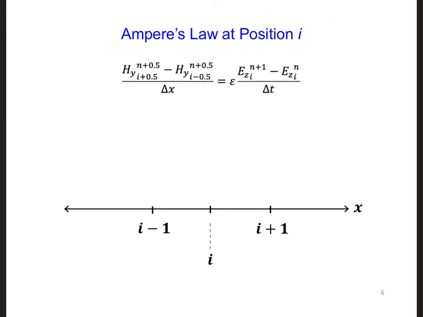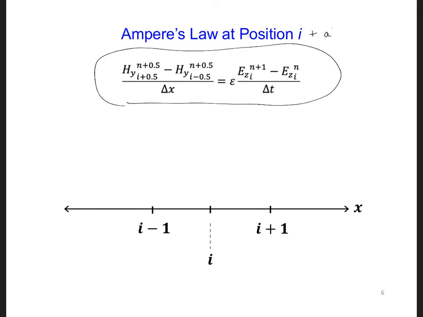Putting all this together, Ampere's law now looks like this. And I could probably add here, at time step n plus 0.5. So we've finished discretizing the 1D form of Ampere's law that includes a second order accurate algorithm for evaluating the partial derivatives. Before we go any further, let's draw out in more detail the discretized grid we've created in order to solve these partial derivatives.